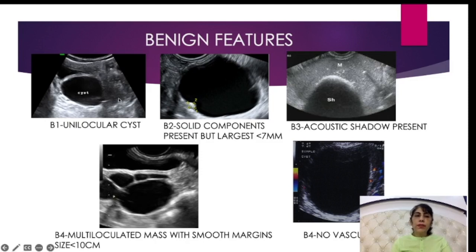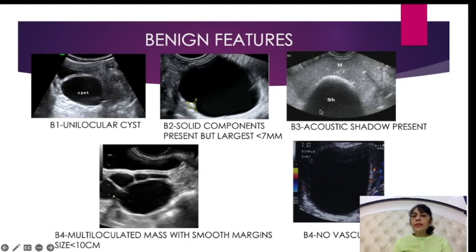This is a unilocular cyst, no? Single cystic. If I just look at it, I know by my own experience and by what I have learned before that this is just an anechoic simple cyst. So obviously this is benign. But let us go to other things. So this is B1, unilocular cyst. Then the second feature, they said there are solid components in the cyst, but less than 7 millimeter. There may be multiple also, but they are less than 7 millimeter in size.